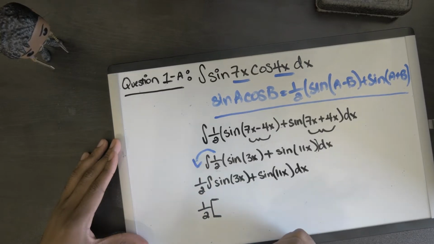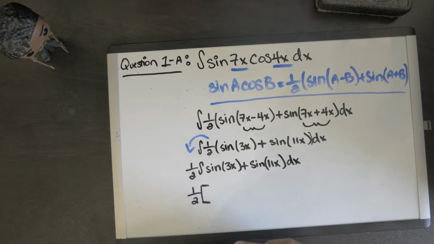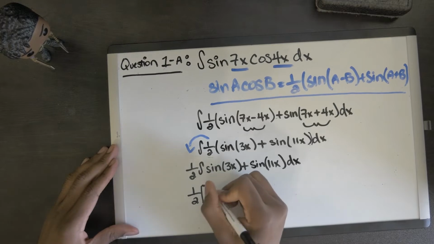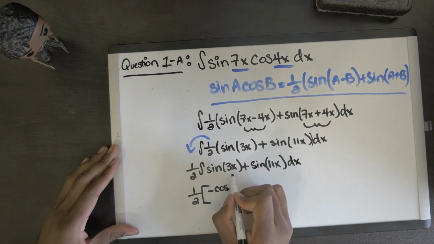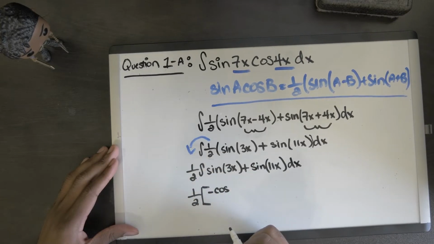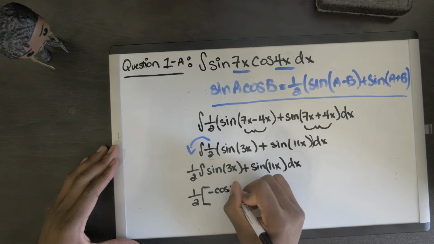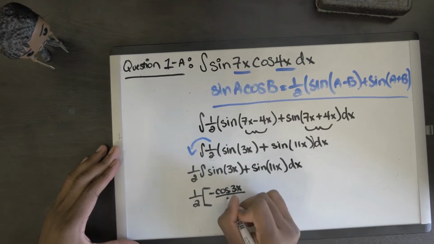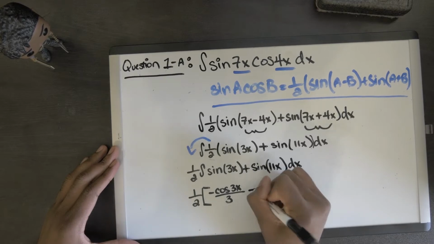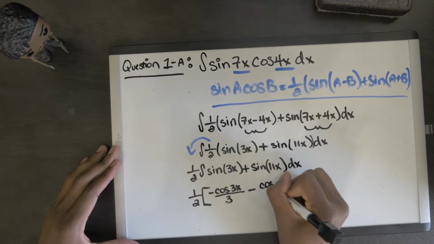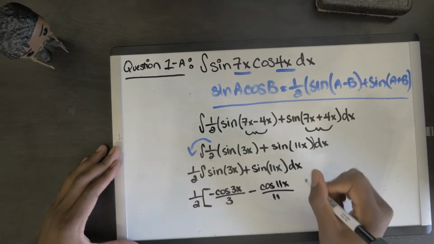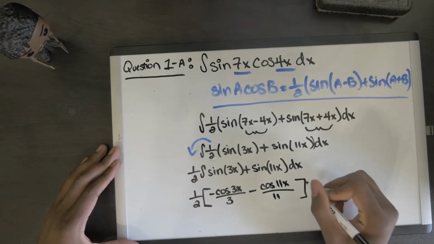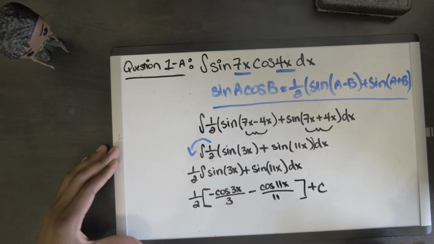And that's going to then provide us, we know the integral of sine is going to be a negative cosine. So what is that going to do? That's going to then create a negative cosine, but we also have the 3x. So when we include the 3x as an integral, that's going to give us negative cosine 3x over 3 minus cosine of 11x over 11. Now, of course, since there's no bounds, we'll put a plus C for the constant.